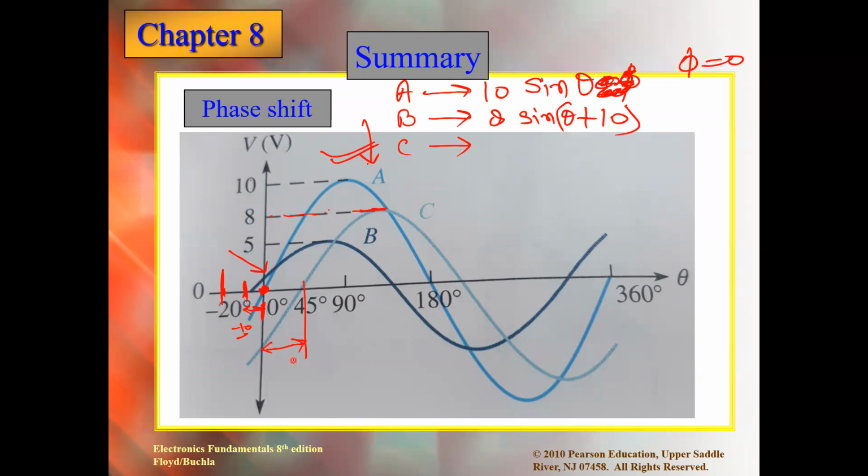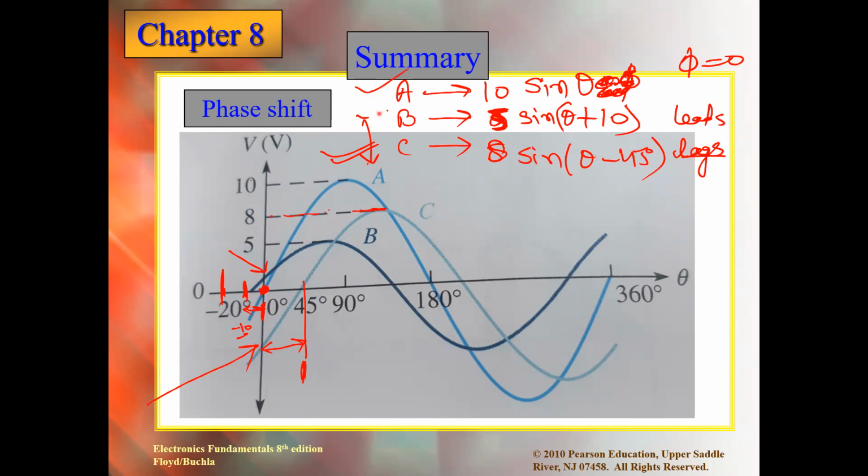So one is called leads, and another one is lags. Why lags? Because it is starting late here. And it is also crossing the negative axis. I already gave you the property. So here the answer is 5. Sorry, this is about the C. So C is 8. This should be 5 for the B. So sine, this is the C, so theta minus 45. This is the lag waveform.